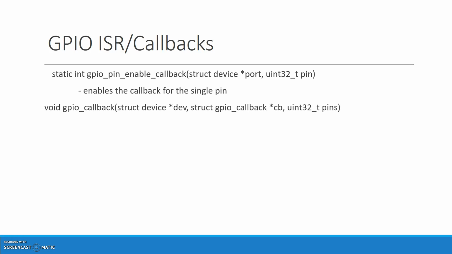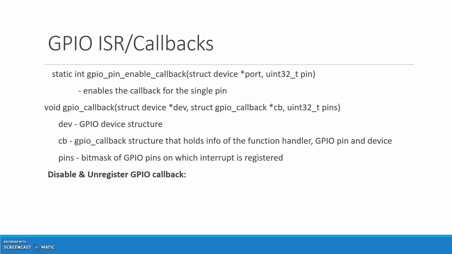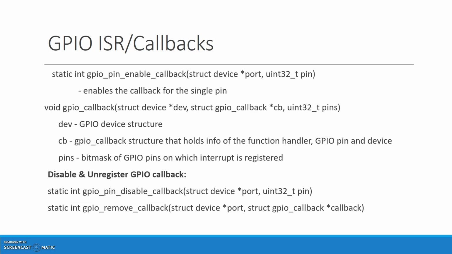Then you have the GPIO callback. This is the function that we have to execute. Like earlier we saw in GPIO init, whatever handler we had, that is this user defined function. It can be any name. It takes in the GPIO structure, the callback, and the pin. In this function we define all the actions we want to specify whenever there is an interrupt. These are the input parameters. Once the interrupt is handled, if you want to disable and unregister it, we can use these two APIs: pin disable and GPIO remove callback.